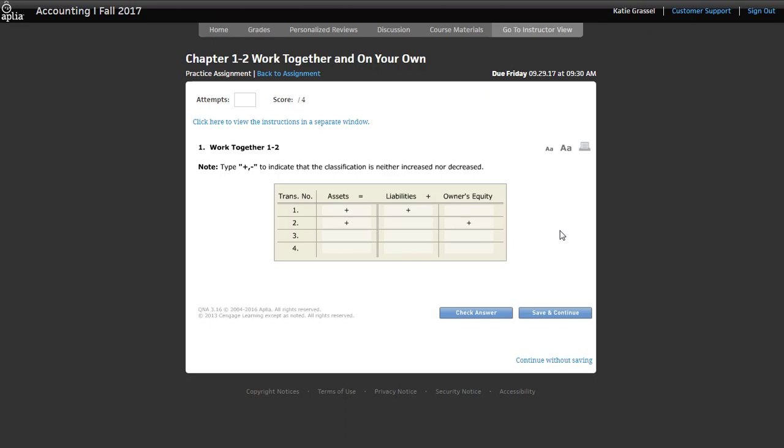Our third transaction reads, paid cash for insurance. Okay, so the first thing that I hear within that transaction is paid cash. The other part is for insurance, so let's deal with paying cash. So Jennifer already told me cash is what type of an account, Ben? It's an asset. So if I paid cash, what is happening to cash? So cash is going to have to be decreased. So we're going to have a minus in an asset, okay?